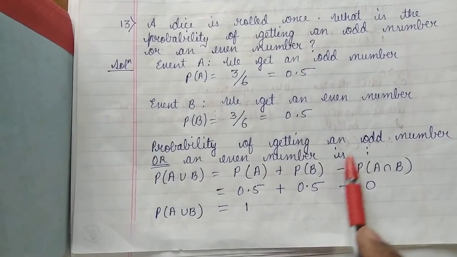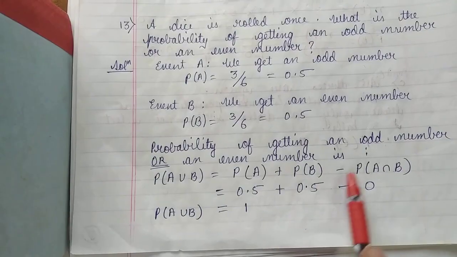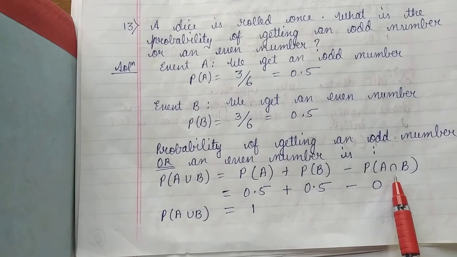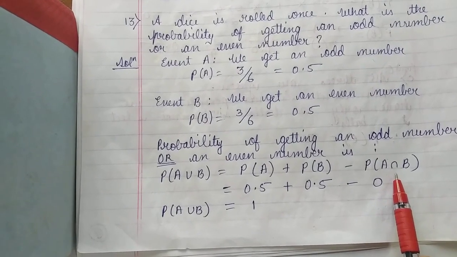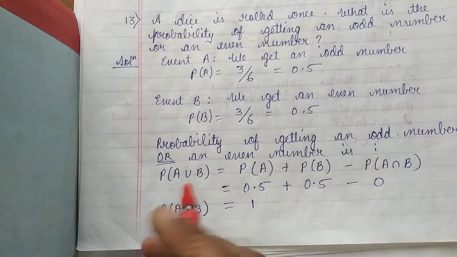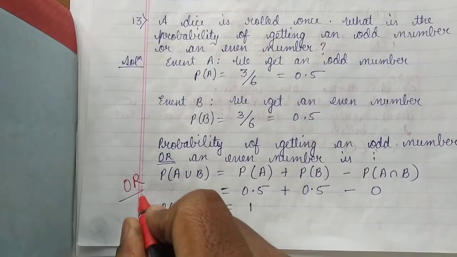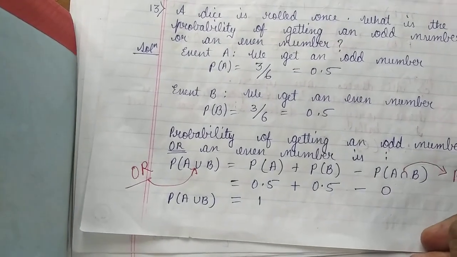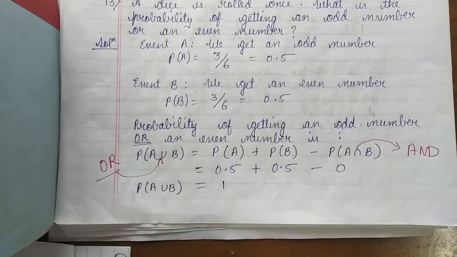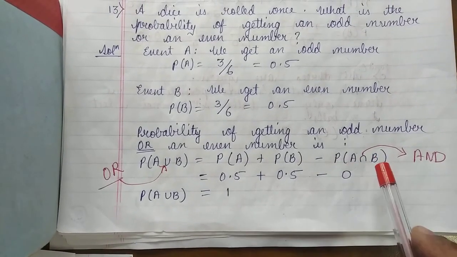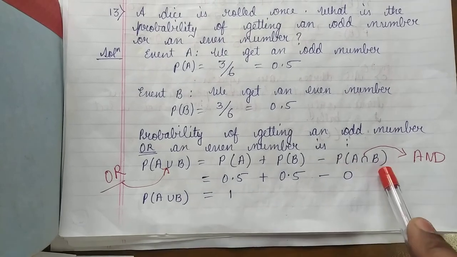Now a question comes, why is this 0? What is the meaning of intersection? I have said intersection means multiplication, and it means "and". Remember, union means "or", and intersection means "and". So what is A? A is the chance of getting an odd number, B is an even number.